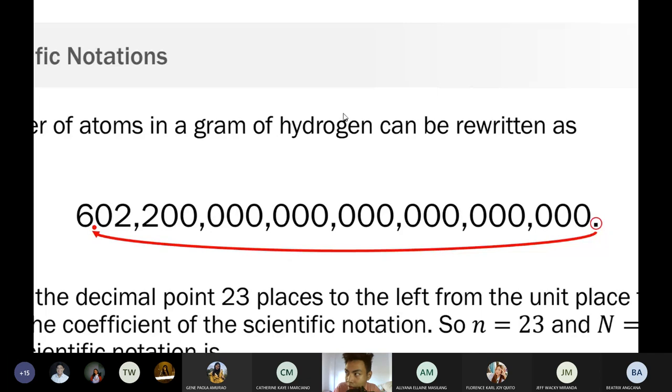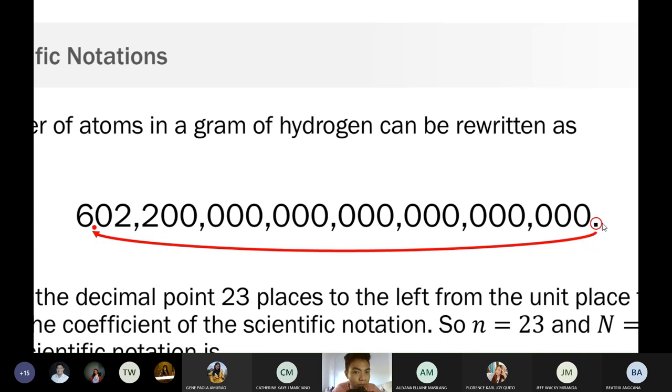So how are you going to do that? First, you have to identify where the decimal point will be. If the decimal point is not written, we usually place it at the units place. So this is the units place, if you could still remember your elementary maths. This is the units, tenths, hundreds, thousands, right? So this is the units place. Before that, you have your decimal point by default, okay?